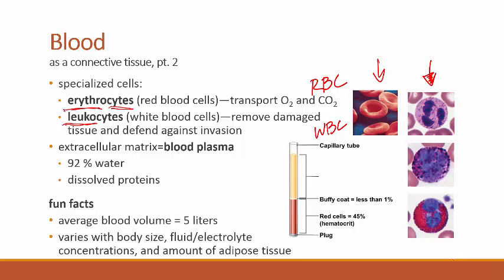The extracellular matrix in blood is blood plasma. So plasma is primarily water, about 92% water, and the rest of it, the other 8%, is almost all dissolved proteins. And then there are some other things as well, but the bulk of the 8% left over are dissolved proteins.